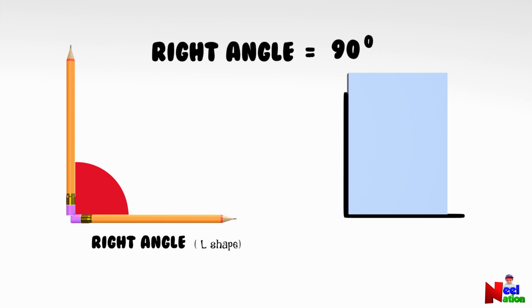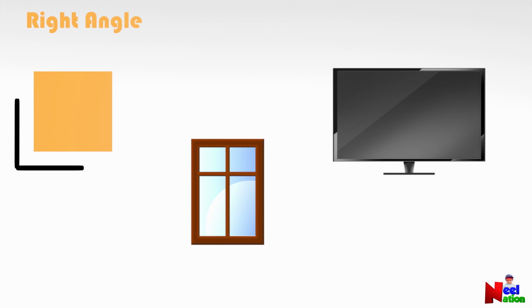Right angles are always 90 degrees. The corners of a square make a right angle. Window or door corners are also right angles. Corners of a smartphone, tablet or TV screen are also right angles.